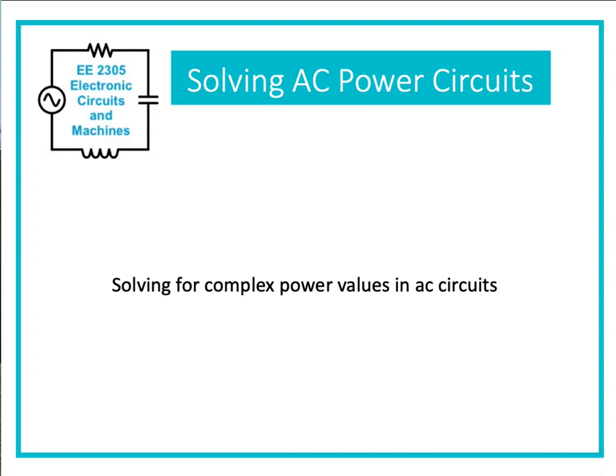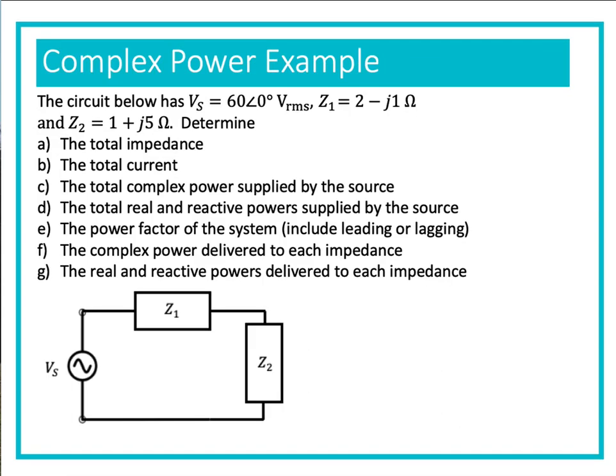All right, this is basically going to be one example that talks about how to find complex values in AC circuits. We're going to actually look at probably one of the simpler circuits that we've dealt with in here, but we're going to go through all the possible calculations you might have when dealing with AC power circuits. So, notice this is a very simple series circuit with two impedances.